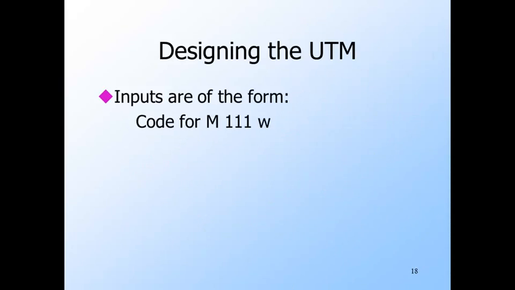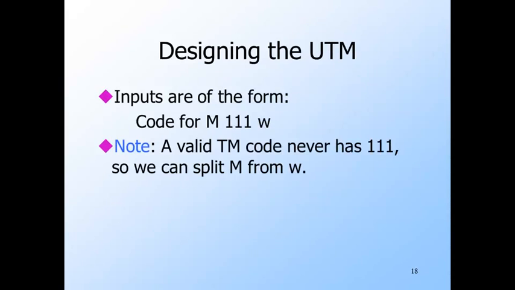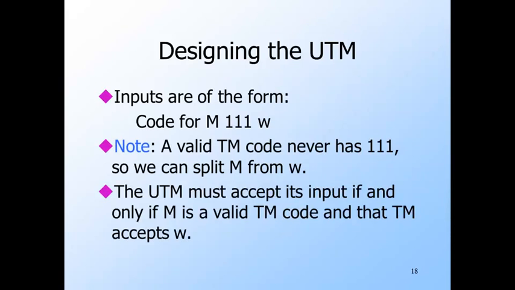So let's see how to build a universal Turing machine. First of all, inputs to the universal Turing machine are of the form: a code for machine M, 3 ones, and then the binary string W. Since a valid code for M can never have 3 consecutive ones, it is never ambiguous what part of the input to the universal Turing machine is M and what part is W. The universal Turing machine accepts its input if and only if that input has a valid code for some Turing machine M and that Turing machine accepts W. So for example, the universal machine never accepts a string that doesn't have 3 consecutive ones.